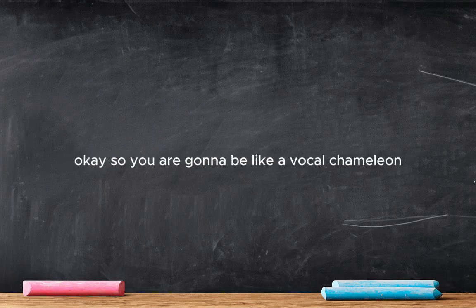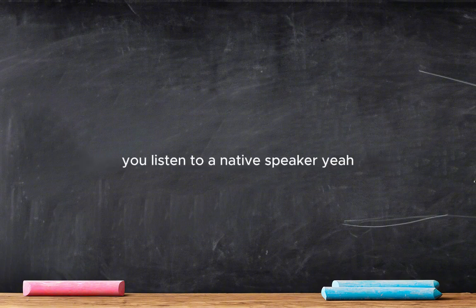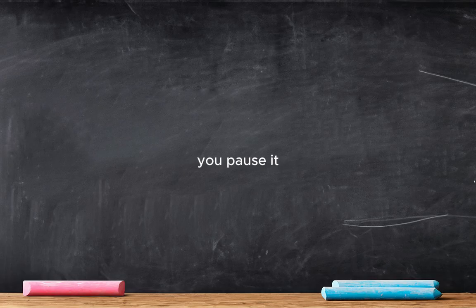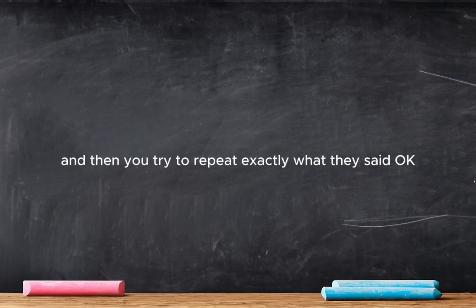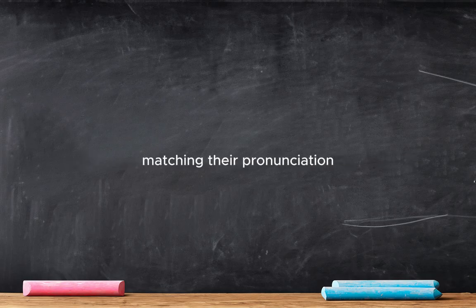So you are going to be like a vocal chameleon. You listen to a native speaker say a phrase or a sentence. You pause it, and then you try to repeat exactly what they said, matching their pronunciation, intonation, and speed. So like, what are you doing? I should say more like, what you doing? Perfect. And you can start slow, and then as you get more comfortable, you can speed it up.